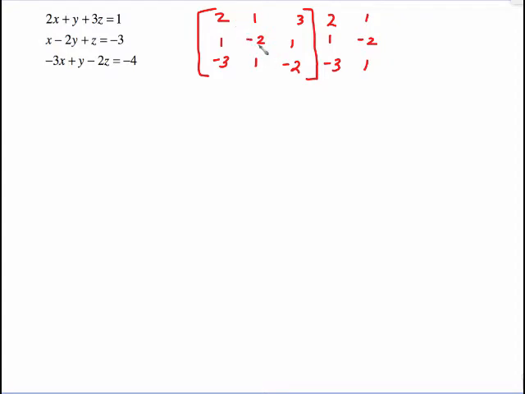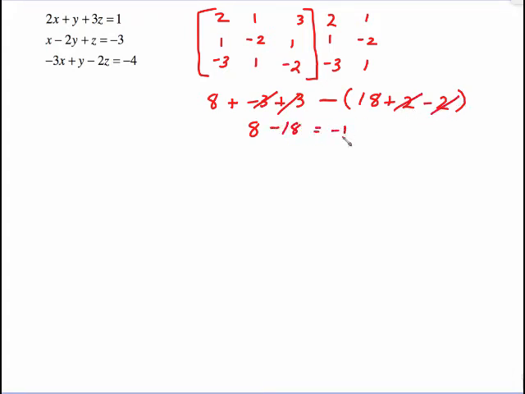Come down this diagonal. 2 times -2 times -2 is +8, plus 1 times 1 times -3 is -3, plus 3 times 1 times 1 is 3, minus this. -3 times -2, 3 is going to be 18, plus 1 times 1 times 2 is 2, -2 times 1 times 1 is -2. Do your arithmetic there. We will get an 8 on the outside because those cancel. Inside here, the 2's cancel. So this is 8 minus 18 gives me negative 10. That tells me the inverse does exist.